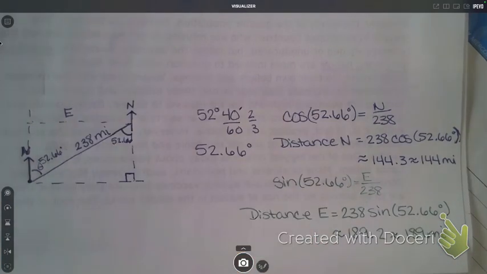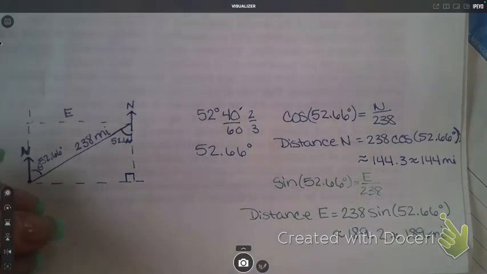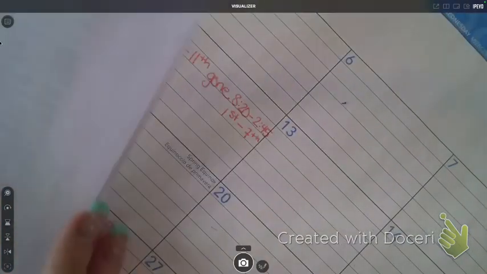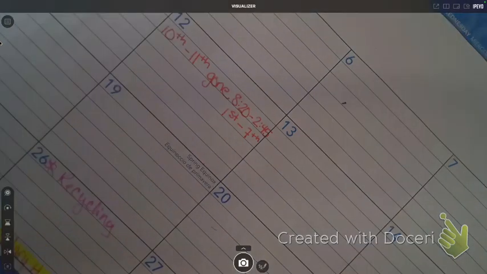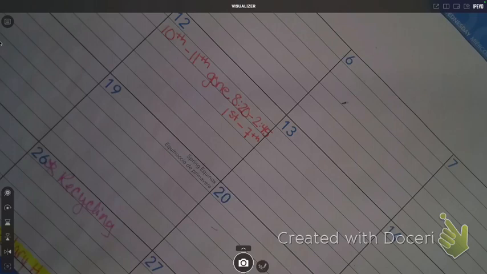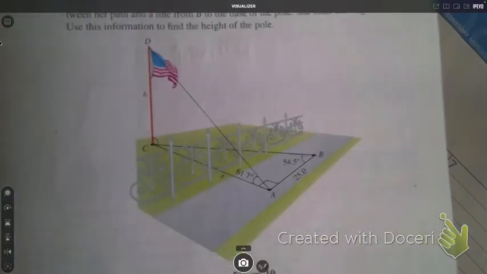Okay, so the hardest part of these is going to be to draw the what? Picture. Okay, I'm going to show you the picture on the next one because it would have it in the book, and then we're going to draw that picture for ourselves. So here's the picture they have in the book.